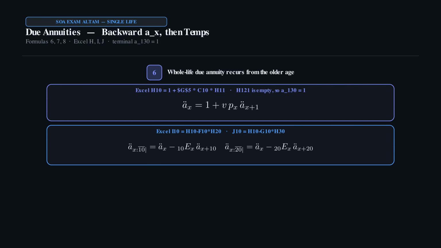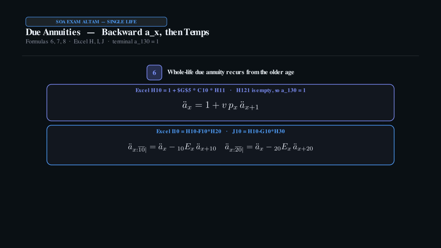Formula 6 is the backward due annuity recursion. A double dot x equals 1 plus V times px times A double dot at x plus 1. Excel points at the row below. The last stage, 130, looks at an empty H121, which Excel treats as 0, so A130 equals 1. No iteration flag is needed.